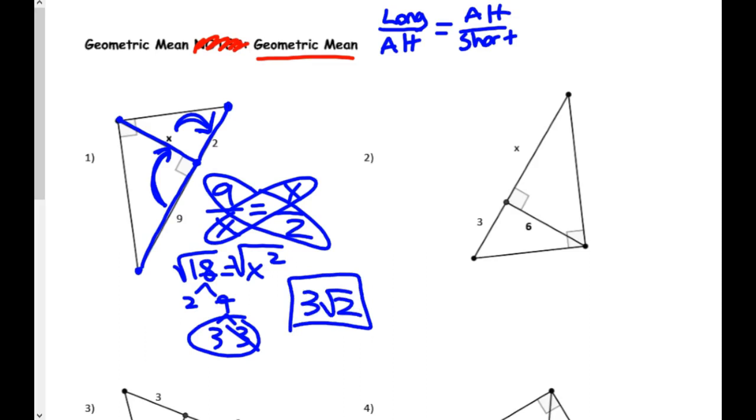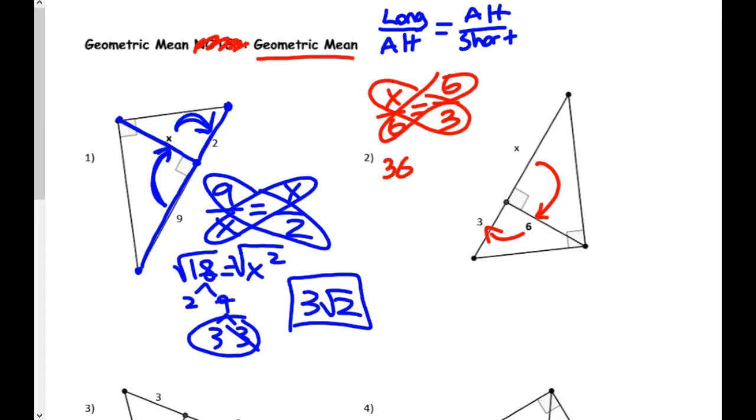Let's do the same thing here. The long one is this. So this over this equals this over this. So x over 6 equals 6 over 3. Cross multiply. 6 times 6, 36. X times 3, 3x. Now since there's no square, we don't need a square root. We're just going to divide by 3, divide by 3. And I get 12 equals x.